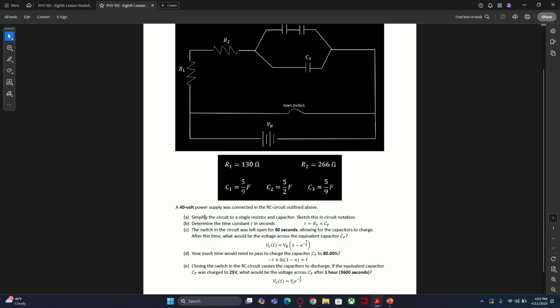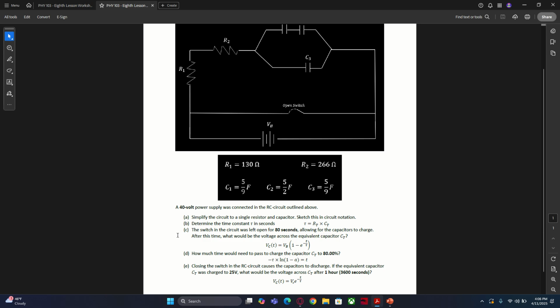Question A is going to ask us to simplify the circuit to a single resistor and capacitor, and then sketch that in circuit notation. Question B asks us to determine the time constant in seconds. Tau is just going to be our most simplified resistor, RT, multiplied by our most simplified capacitor, CT.